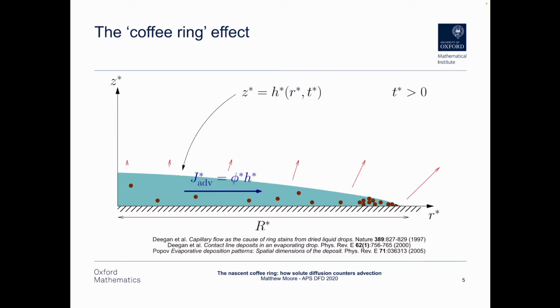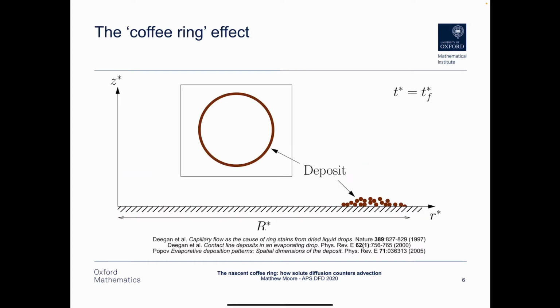As it evaporates further, we get more and more particles at the contact line, so eventually they start to stick together and effectively jam near the contact line, so that more particles are deposited a little bit sooner. By the time the whole thing has dried out, we're left with this circular band around the contact line, which is called the coffee ring. These jamming ideas were established by Popov a few years later.